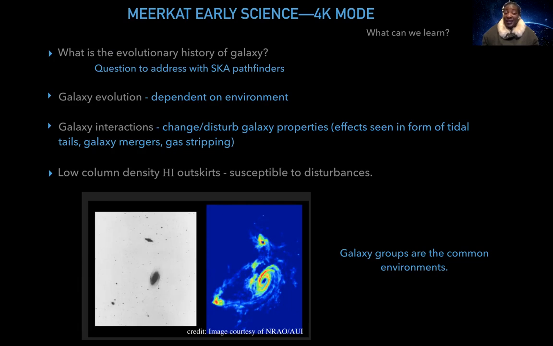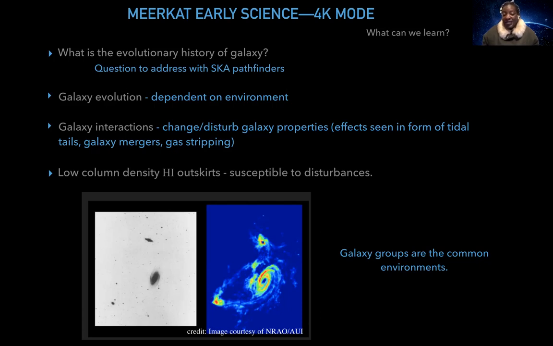We can study galaxy interaction by looking for interaction effects that are seen in the form of, for example, tidal tails, galaxy mergers, and gas stripping. Galaxy interaction can be studied at different wavelengths. However, neutral hydrogen is ideal because it tends to be much more extended than the optical disks of galaxies. It is in these outer skirts of galaxies that interaction effects become more visible.